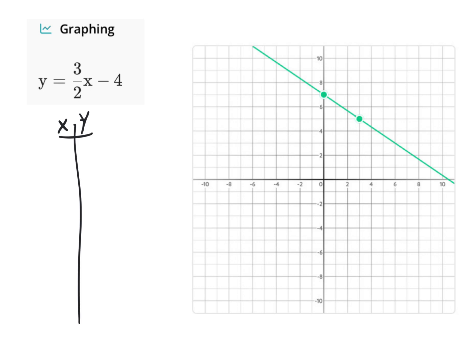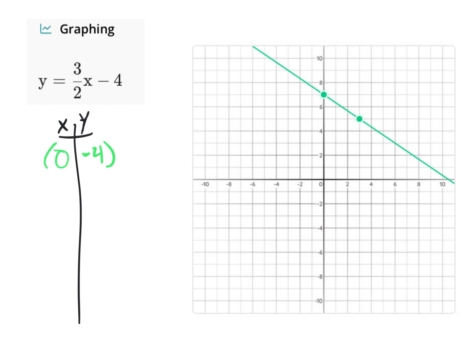0 is always going to work. I love 0. When you plug in 0, it always works because anything times 0, doesn't matter if it's a fraction, times 0 is still going to be 0. And 0 take away 4, obviously that's -4, okay? So that is an actual point on the line. So what I would do to start graphing this, I would take this dot and drag it down to 0, -4.